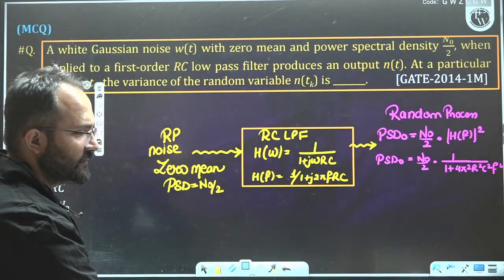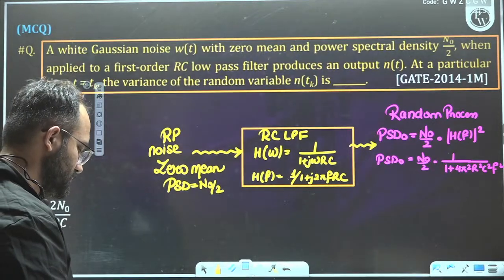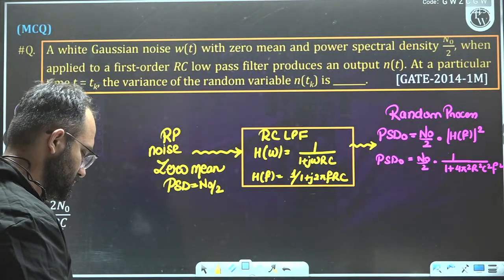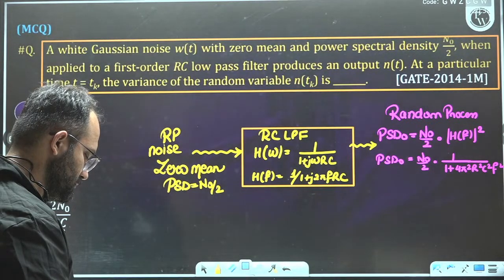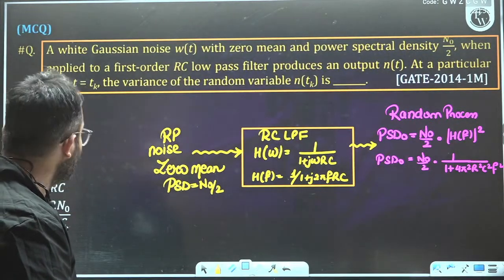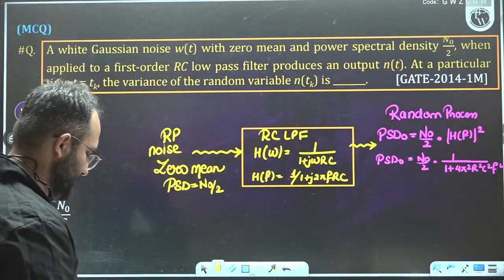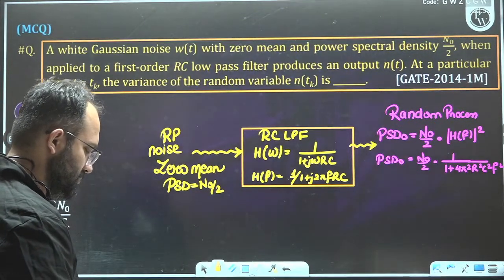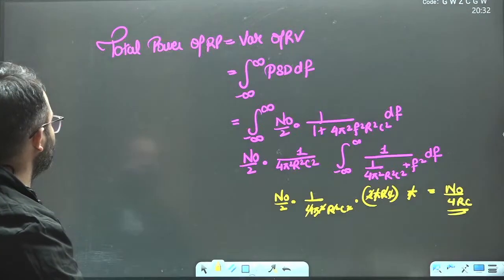This is the correct answer. I hope all of you are able to do it. Okay, so A is the correct answer. Like this, we can solve it very easily. Perfect. Let's move.